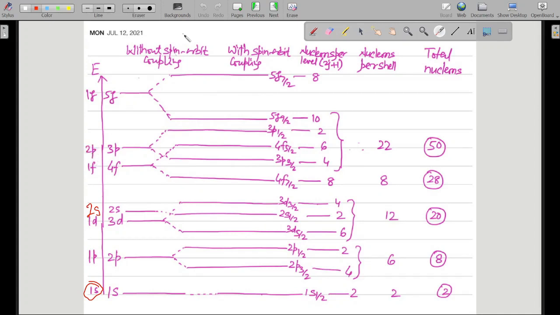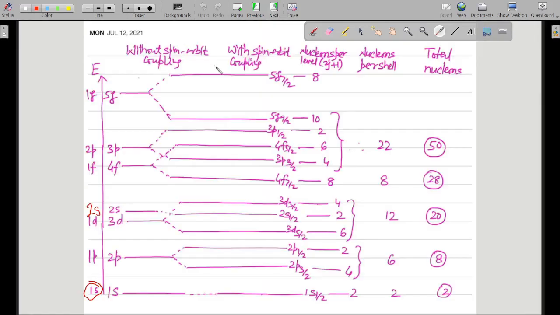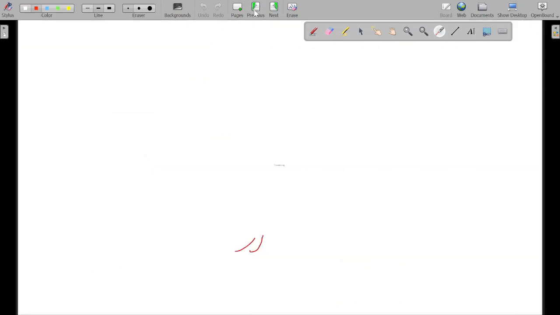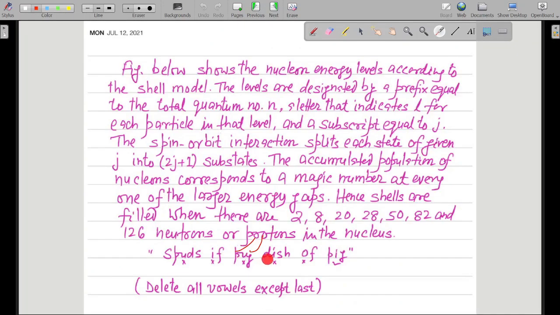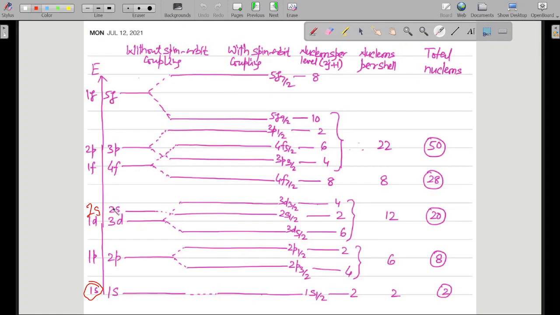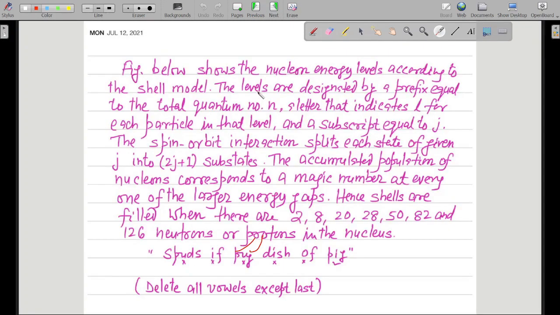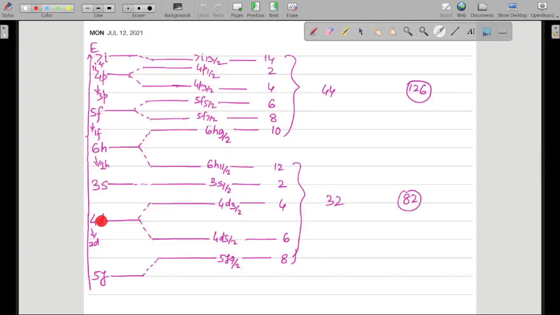Then after P we have G, but this will be named 1G because G is being encountered the very first time. Then after G we have D, but it will be named 2D. Why? Because D has already been done once over here, so that will be 2D. Then after D we have S.